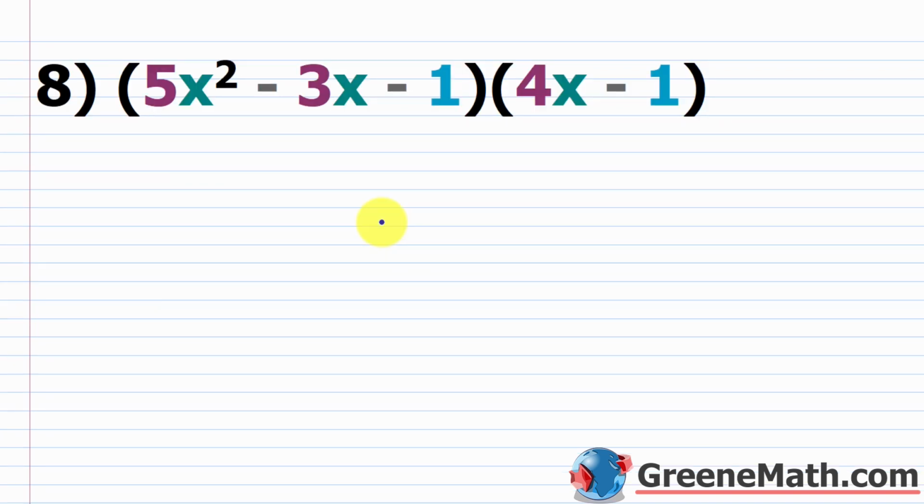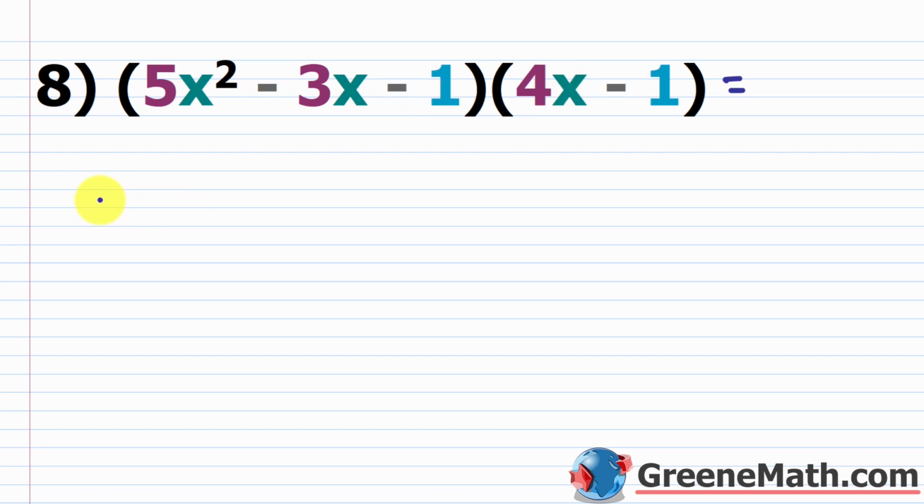All right, let's look at problem number 8. So we have the quantity 5x squared minus 3x minus 1 multiplied by the quantity 4x minus 1. So again, all I'm doing is taking each term from this binomial here and multiplying it by each term of the trinomial here. And when I'm done, I'm just going to combine like terms. Okay, that's all I'm doing.